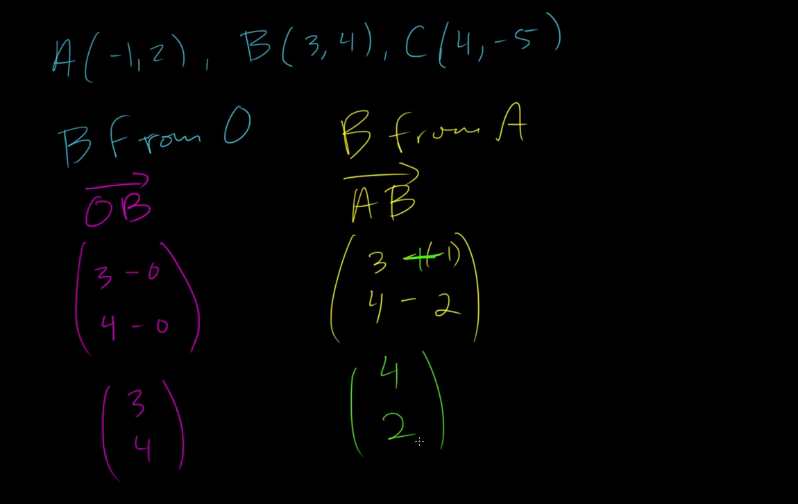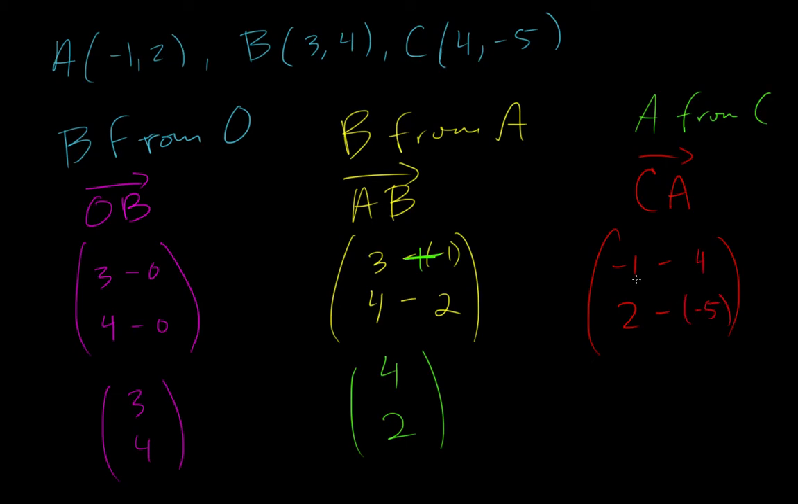And then the last one on this part is A from C. So that's CA, and then we do A minus C. -1 minus 4 is -5. This is like a plus sign, so that's a 7, and that's our vector.